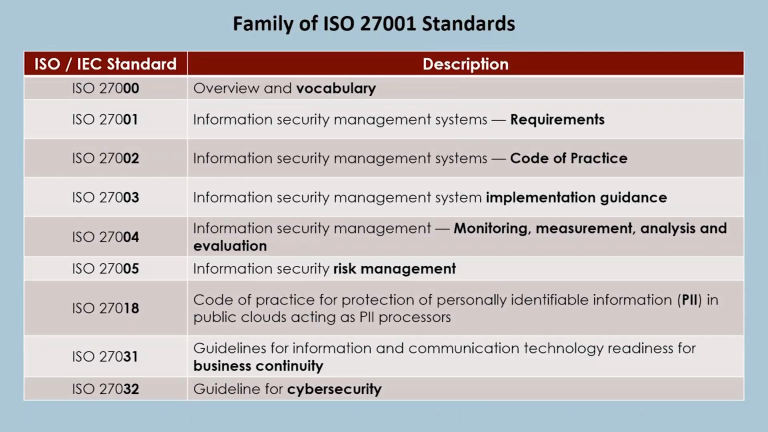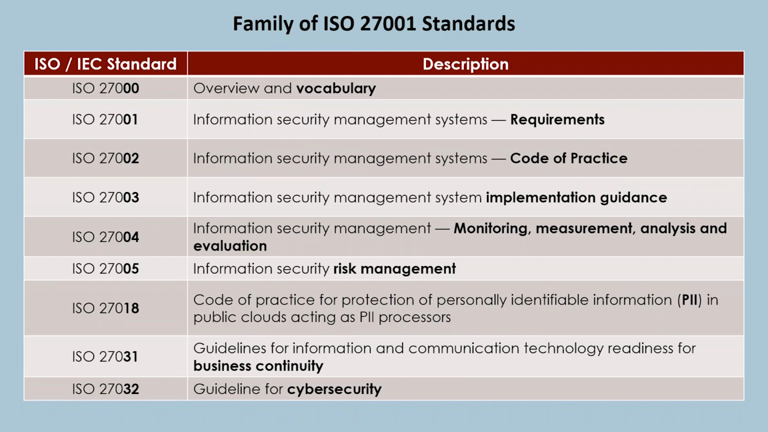So coming to information security, these are the family of various standards of ISO 27000. ISO 27000 covers the overview and has the vocabulary. 27001 is basically the information security management systems. It covers the requirements. ISO 27002 is also an information security management system standard, but focuses on the code of practice. ISO 27003 is also ISMS, but it gives the implementation guidance.